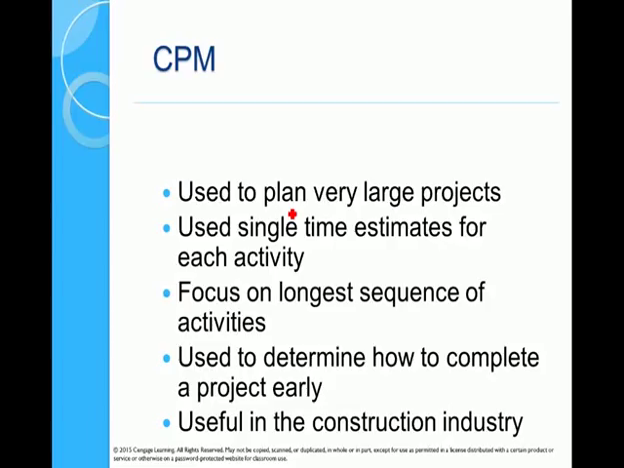That uses a single time estimate for each activity, so we don't have a probabilistic schedule. And the critical path is the longest path through the entire schedule, so the longest sequence. All those activities along that longest sequence are what we call critical activities. It helps us determine what the constraints are in the project and how quickly the project can be done.